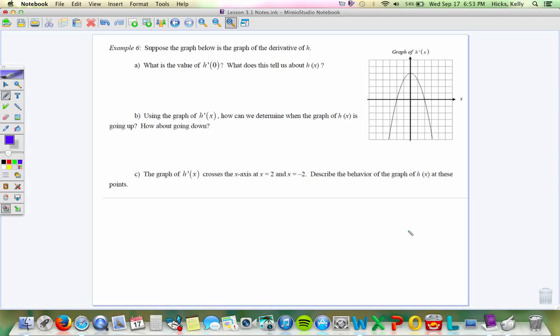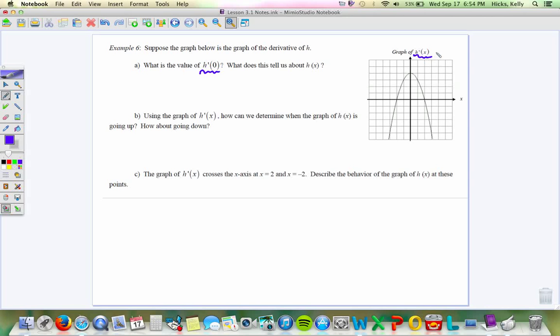All right, let's look at the last example. Example 6. Suppose the graph below is the graph of the derivative of h. Okay, so this parabola right here is a graph of the derivative. So this is showing the slope at any time of the original function. What is the value of h prime of 0? What does this tell us about h of x?